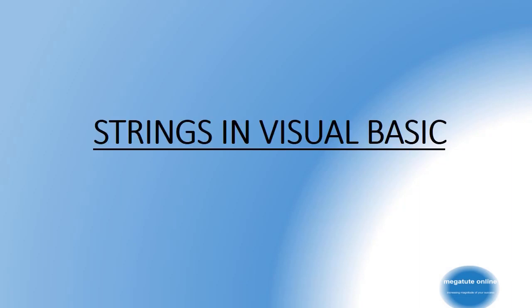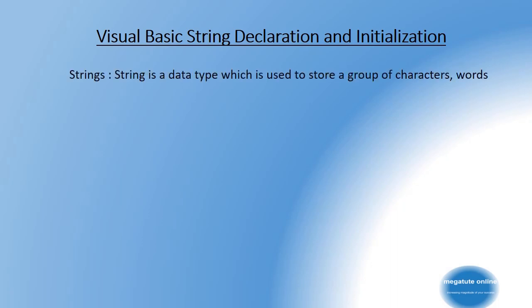Today we are going to discuss strings in Visual Basic. Now, string is a data type which stores numbers, alphabets or symbols. Visual Basic string declaration and initialization. Let's discuss how to declare and initialize a string variable in Visual Basic. So let's see the definition first.